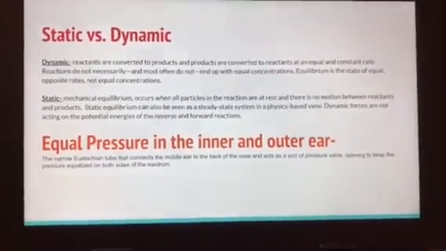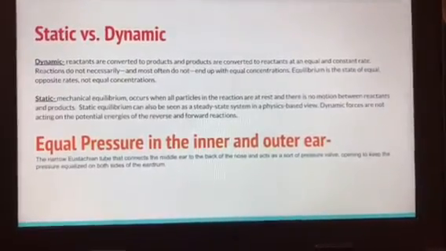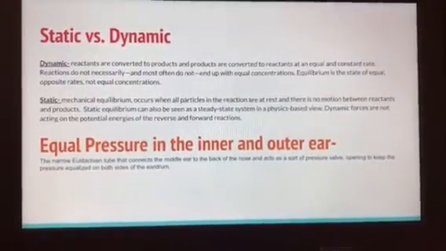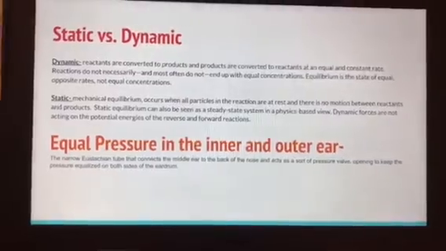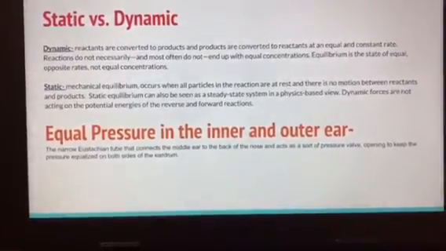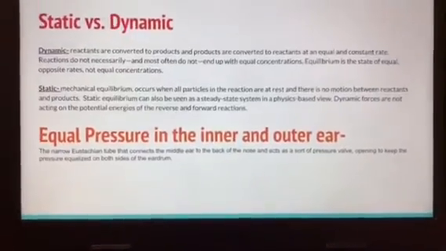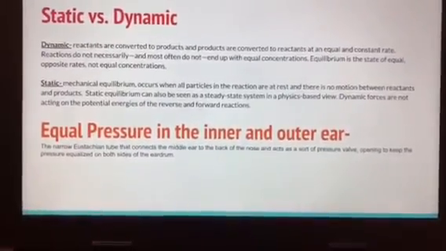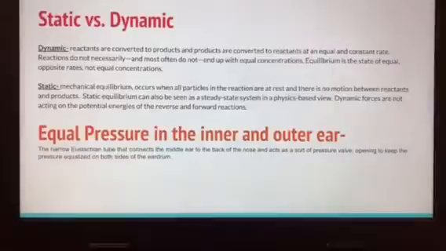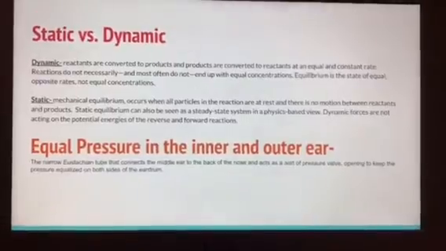Static versus dynamic equilibrium. In dynamic equilibrium, reactants are converted to products, and products are converted to reactants at an equal and constant rate. Reactions do not necessarily, and most often do not, end up with equal concentrations. Equilibrium is the state of equal opposite rates, not equal concentrations. Static mechanical equilibrium occurs when all particles in the reactions are at rest and there is no motion between reactants and products. Static equilibrium can also be seen as a steady state system in a physics-based view. Dynamic forces are not acting on the potential energies of the reverse and forward reactions.